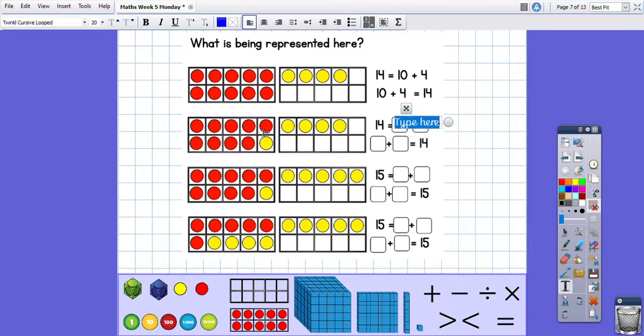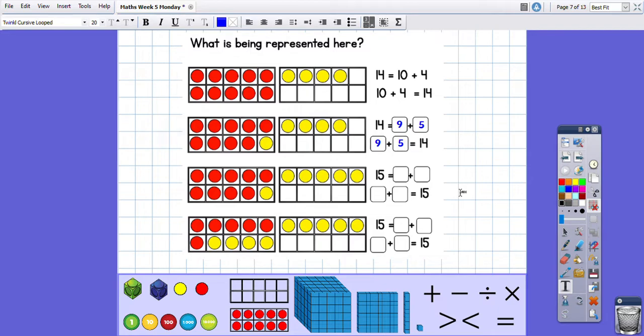I've got 10, take away 1 in my tens frame is 9. So I know that in that box must go a 9. So I'm going to put it there. And 9 add 5, because if I was to move that one up there, it would be half of my tens frame, is 5. So that must mean that 9 add 5 is 14. Your challenge is to have a go at these two.